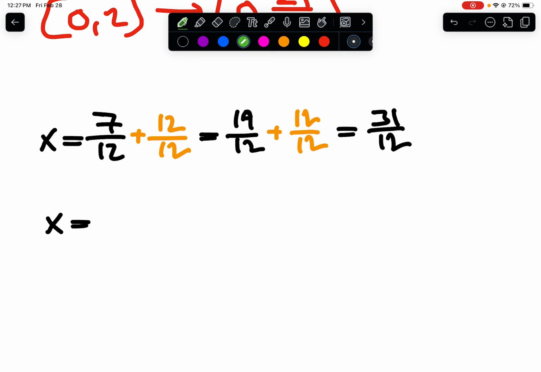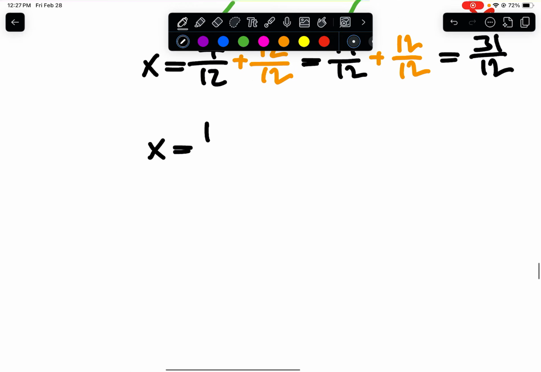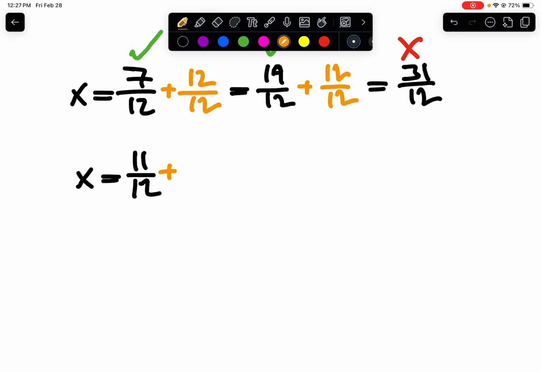So I want the original, 7 over 12, and I want 19 over 12. But the 31 over 12 exceeds and is out of the interval, so I don't want that one. Now we're going to do the other solution, 11 over 12. Once again, I'm going to add a period of 1. That's going to give you 23 over 12, which works. It's in the interval, but it's cutting it real close.